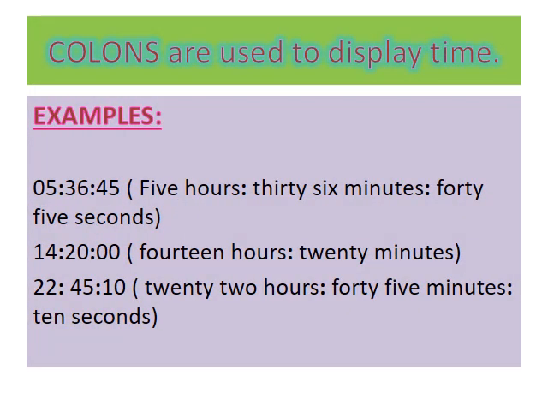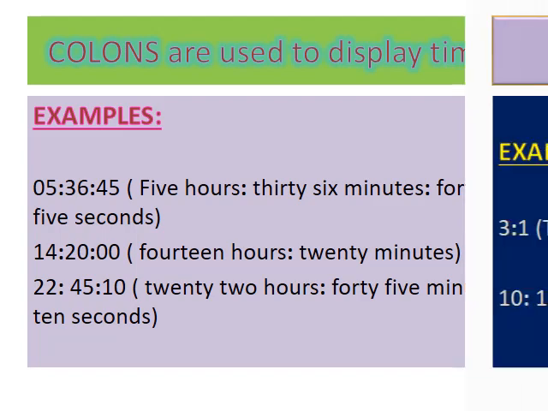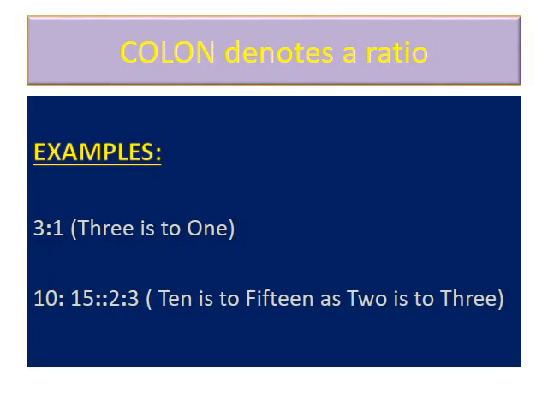Now colons are used to display time. You can see in the example 5 hours, 36 minutes and 45 seconds. Or the second example 14 hours, 20 minutes. 22 hours, 45 minutes and 10 seconds. Colon denotes a ratio. Example is there on the screen. 3:1. Or second example 10:15 :: 2:3. In the second example, between 10:15 and 2:3, double colons are used.